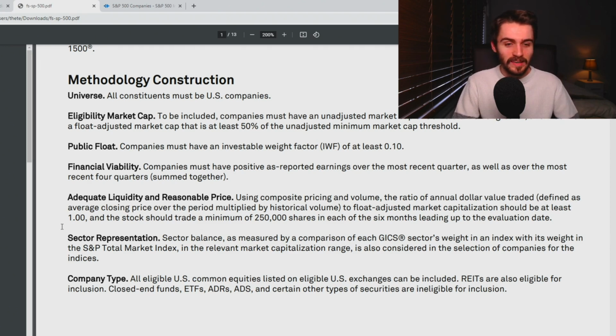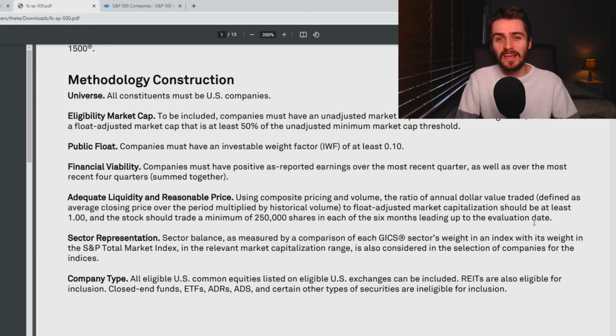This next requirement I think is the most interesting one: adequate liquidity and reasonable price. The ratio of annual dollar value traded to float adjusted market cap should be at least 1, and the stock should trade a minimum of 250,000 shares in each of the 6 months leading up to the evaluation date. Effectively, this is to prevent illiquid shares from being included within the index.